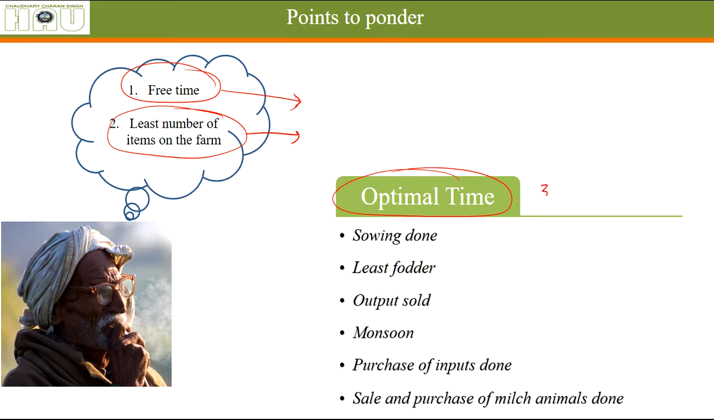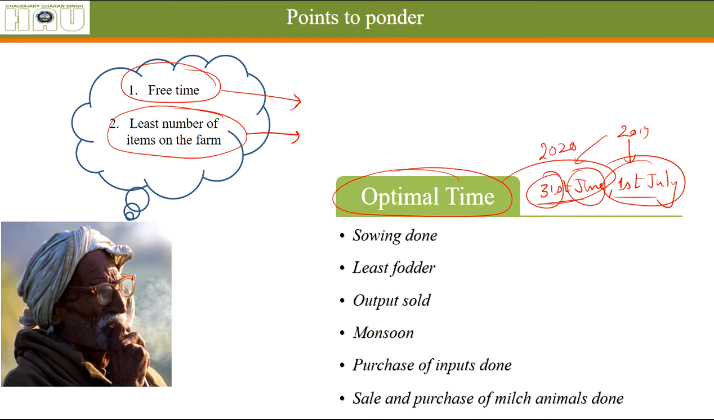The optimal time is 31st June and 1st July of every year. Let's say you are going to do it at the start of the agriculture year this year, and in the next year you will be doing it on 31st June 2020. So you will get to know the starting value of your inventory and the ending value of inventory, so that if there is any difference, you will notice if your assets have increased or decreased. Why is this the optimal timing?